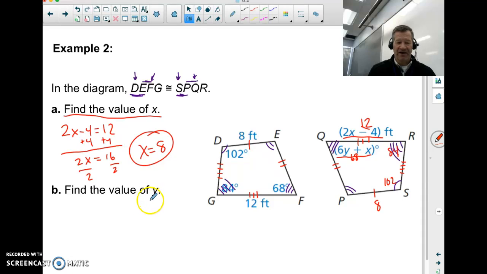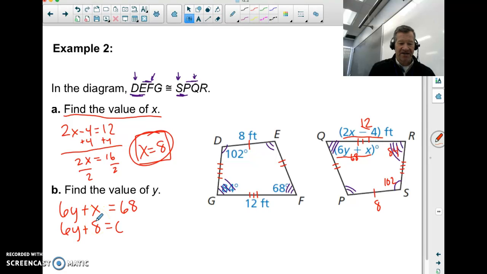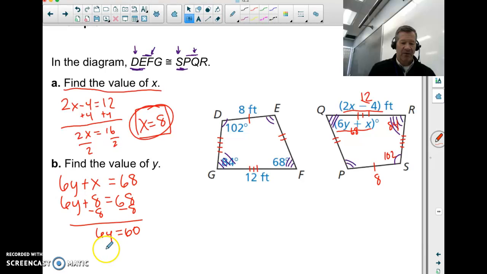Now find the value of y. Well, we know this 6y plus x has to be 68, because angle Q has to be the same as angle F, because they're in the same corresponding position. So we know 6y plus x has to equal 68. And in part A, I found out that x was 8. So now it says 6y plus 8 is 68. Subtract 8 from each side to get 6y is 60. And then simply dividing each side by 6 will tell me that y is 10.